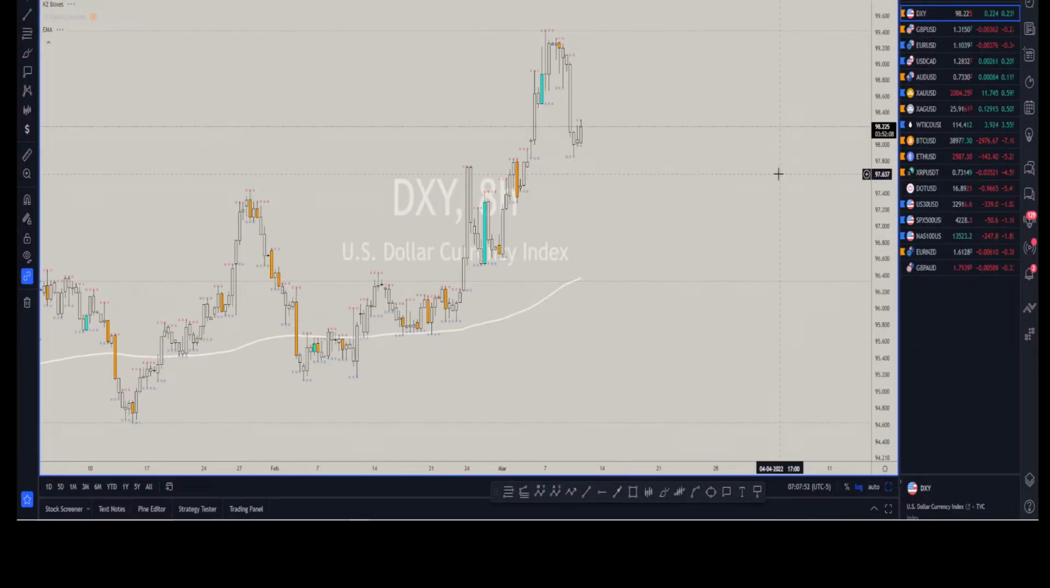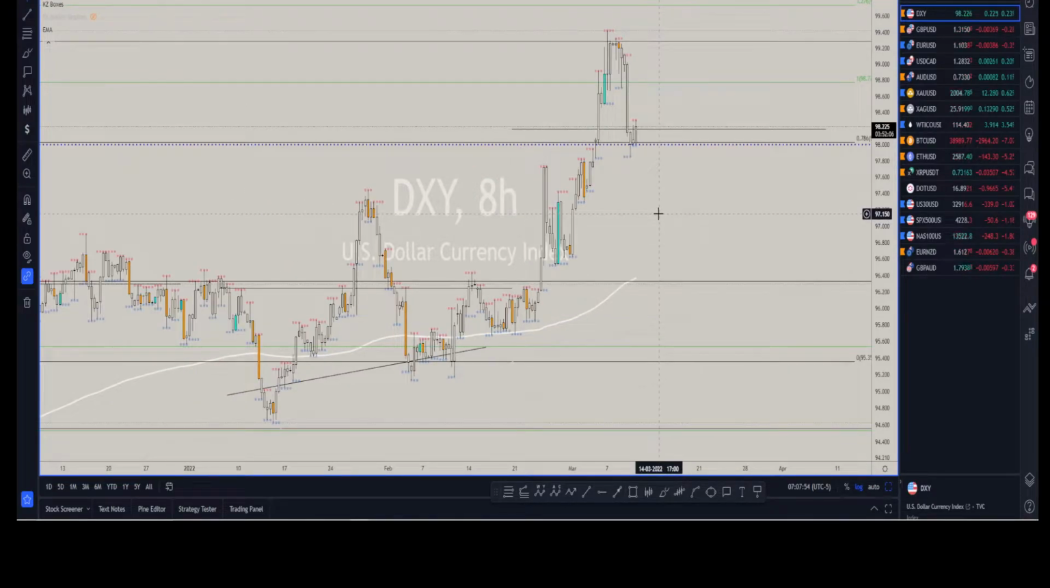Same thing, I see it on the DXY. But the indices, they're not leaving any gap. So that throws a question on for me. I will cover it soon.